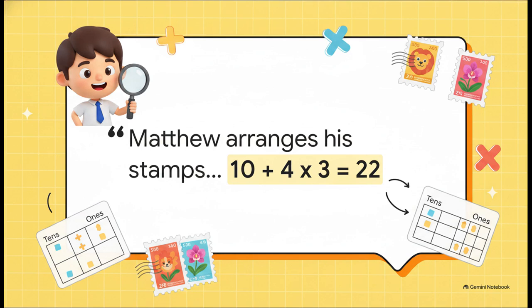Think about a guy named Matthew arranging his stamps. He already has 10 loose stamps sitting there, and then he has 4 pages that each contain 3 stamps. In reality, it wouldn't make any sense at all to add his 10 loose stamps to the 4 physical pages first. Reality dictates he has to figure out how many stamps are on the pages first, multiplying 4 pages by 3 stamps to get 12, and only then does he add his extra 10 loose stamps to get 22 total. The math is just modeling reality.